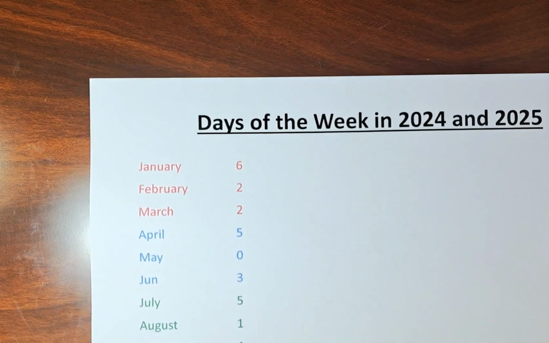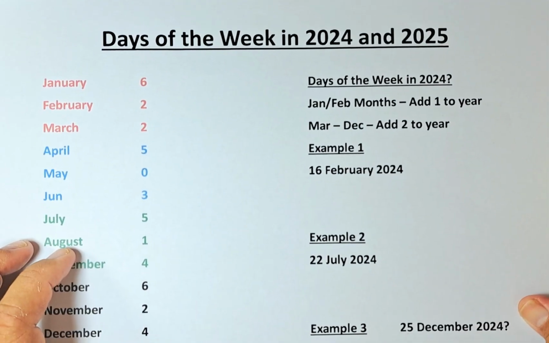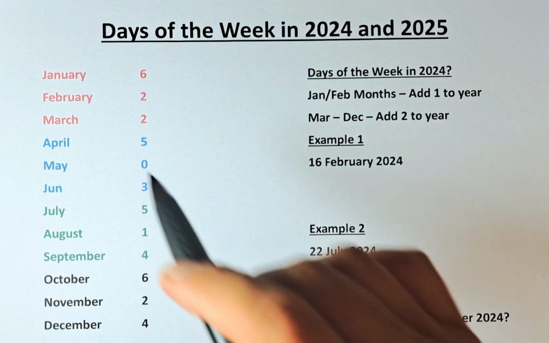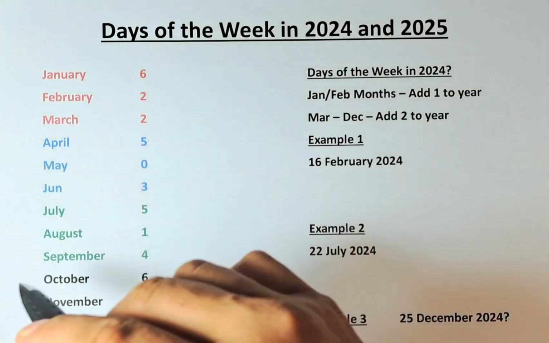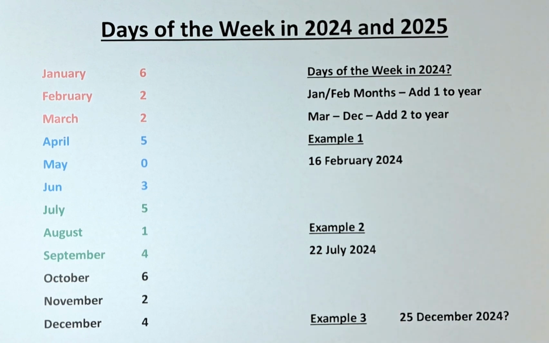Remember I told you before, you need to add the day, the month, and the year to calculate the day of the week. We'll do an example now. We have done the month. The day is simple. If I say 16, you add 16. The year is a bit more complicated.